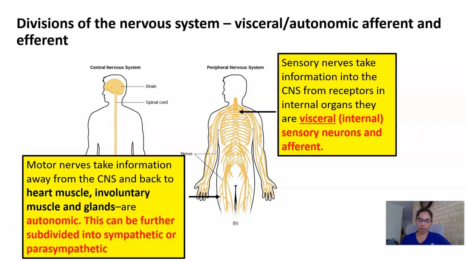Similarly, we are not talking about skeletal muscles here. We're talking about the muscles that you have no conscious control of. So therefore, this is regarded as autonomic or visceral. So motor nerves that take information away from the central nervous system and to organs such as the heart muscle, involuntary muscles such as smooth muscle in your digestive tract, and even glands such as sweat glands. These are under autonomic control, which means that we are not consciously controlling those things, and that can be further subdivided as sympathetic or parasympathetic.